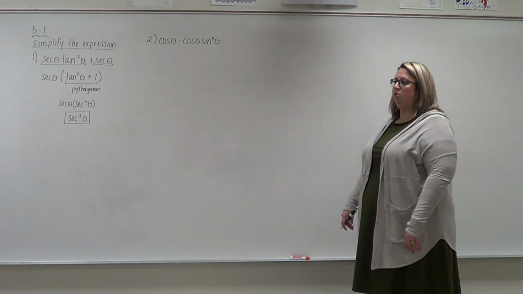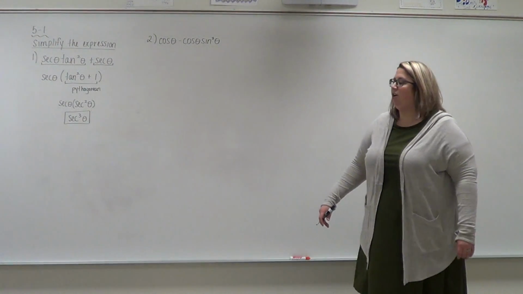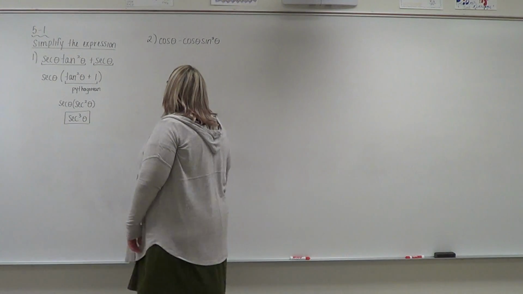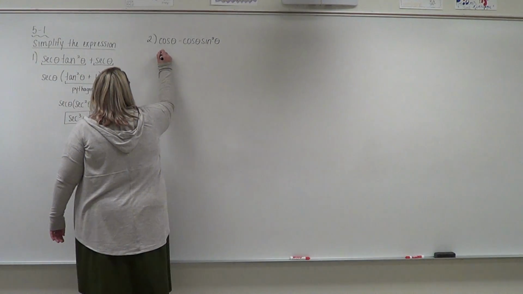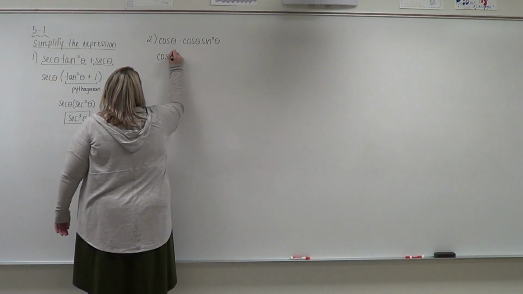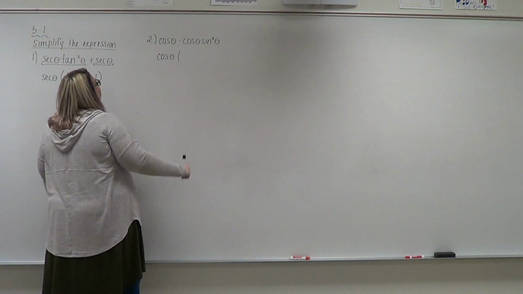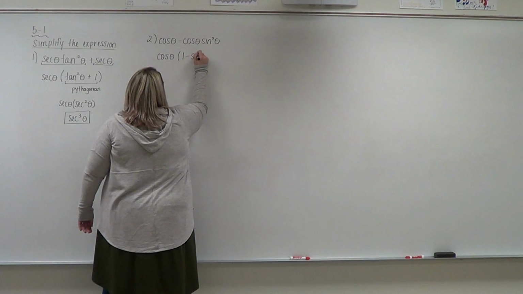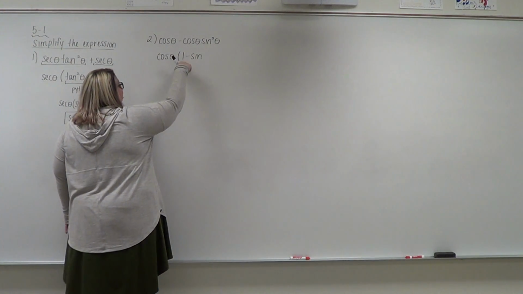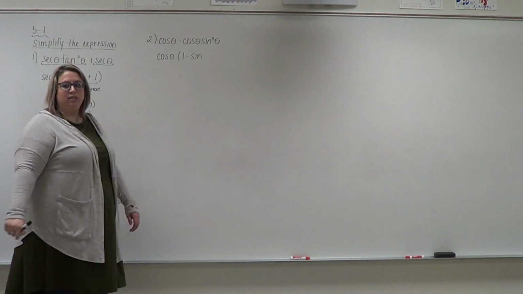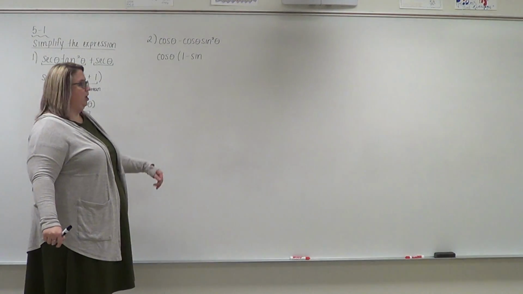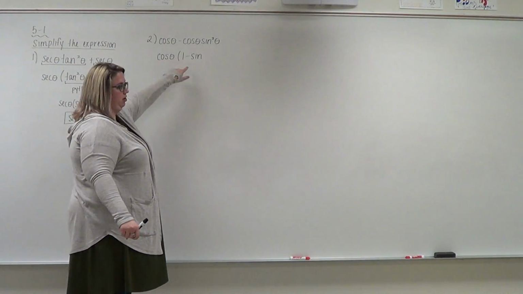Okay, the very first thing you always check is factoring. Is there anything that both of these parts have in common? Okay, so we're going to factor out a cosine. If I factor out a cosine, what am I left with? One minus sine squared. This doesn't disappear. If you divide, you're still left with one, like 4 divided by 4 is not 0, 4 divided by 4 is 1. So cosine divided by cosine is 1.